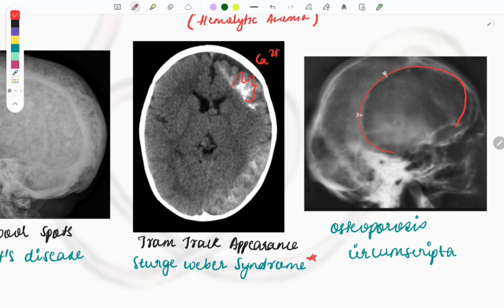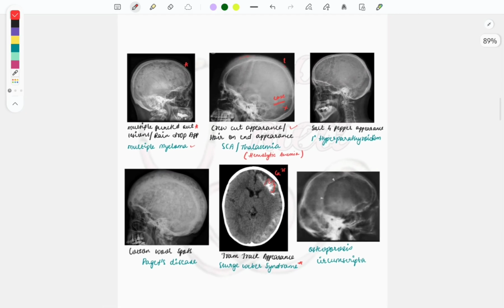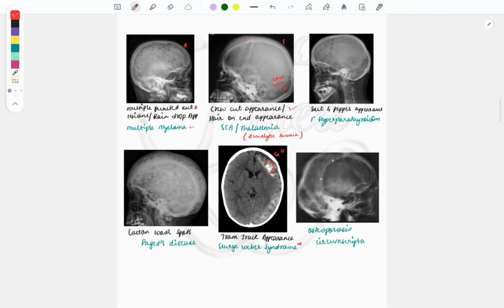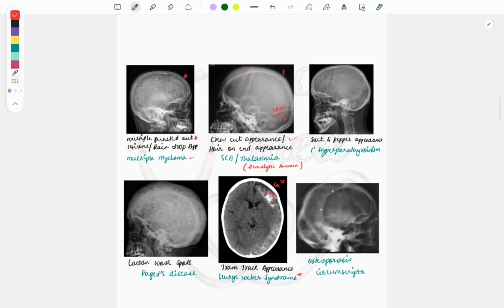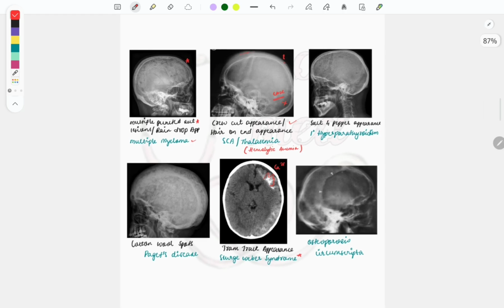That means due to the weakening of the bones, one part of the bone will be deformed. Demineralization of that part causes this appearance. So circumscripta, osteoporosis circumscripta. So these were some important radiological appearances seen in the skull.